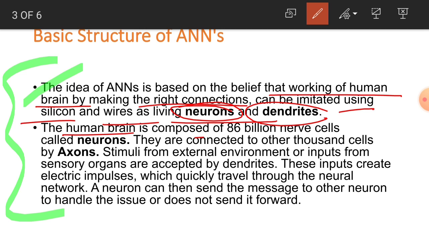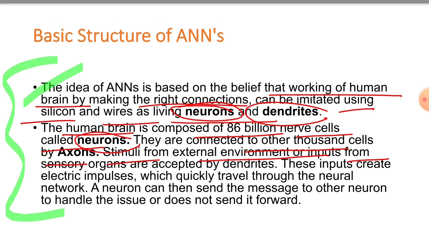The human brain is composed of 86 billion nerve cells called neurons, and each is connected to about 1000 other cells by axons. Stimuli from the external environment or inputs from the sensory organs are accepted by the dendrites. These inputs create electrical impulses which quickly travel through the neural network, and then the neuron can send this message to other neurons to handle the issue, or not send it forward.